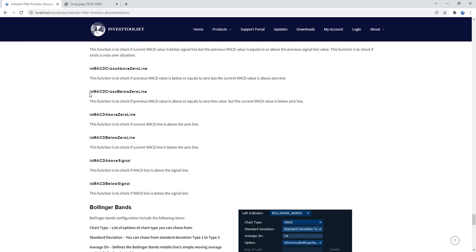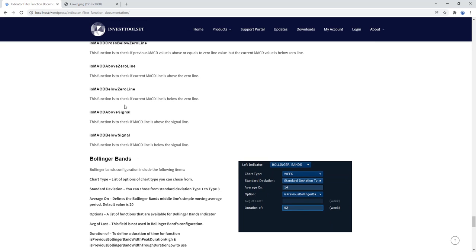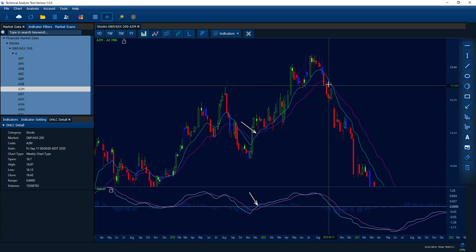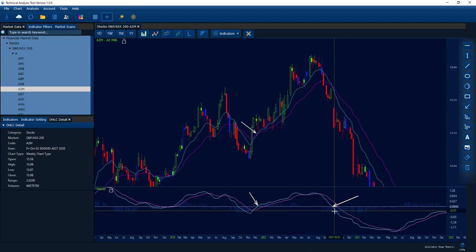Okay, another one is the MACD cross below zero line, in the contrary situation. That means here, as you can see, the MACD line is moving from above the zero to below zero, and that is exactly the same moment when the faster EMA moves below the slower EMA. So that function will tell you when this is happening. Okay, so the market scan should pick those stocks out for you.